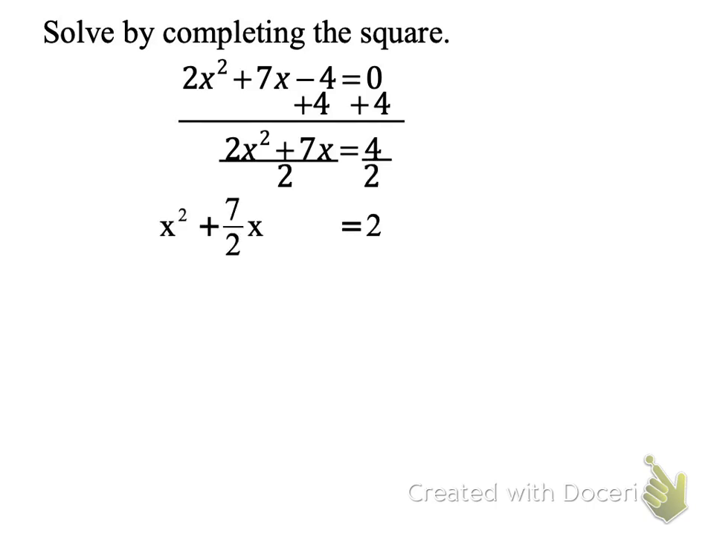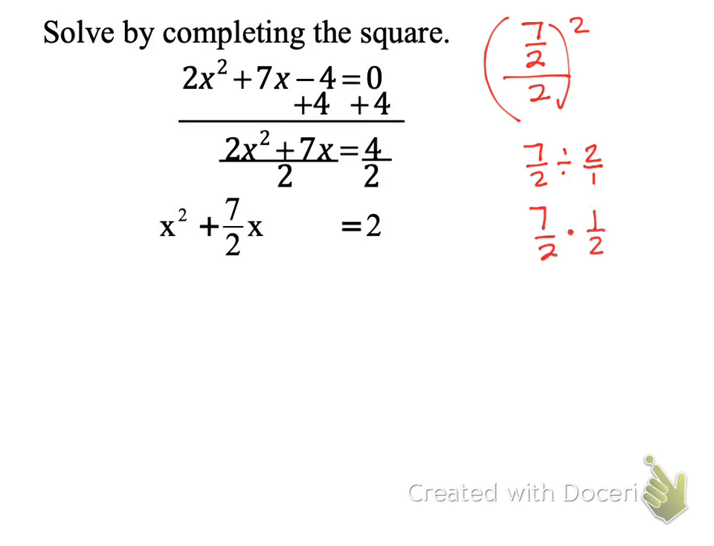Now, how do I complete the square? What do I have to do to that middle term, that b term? Divided by 2. So 7 over 2 divided by 2, and then we square it, right? But what does that really mean? That means 7 over 2 divided by 2. Isn't that the same thing as 2 over 1? But we don't divide fractions. Instead, we multiply by the reciprocal. And so it becomes 7 over 4. So my new term is 7 over 4.